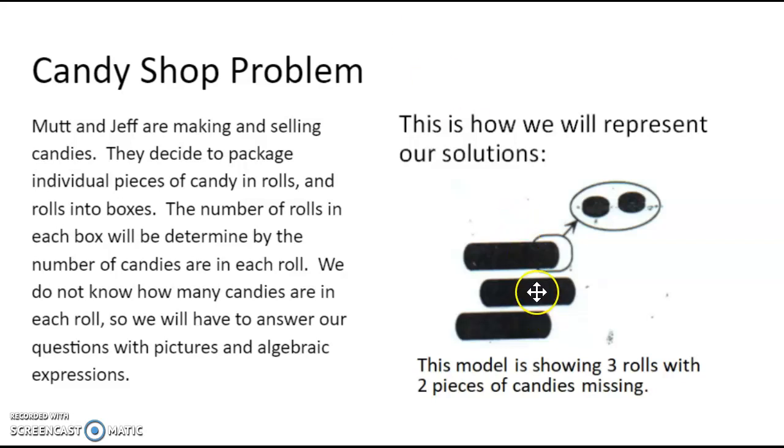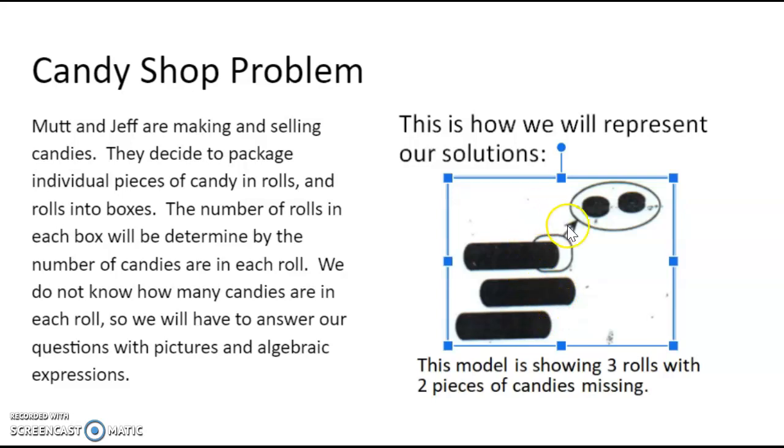So if I'm looking at this picture right here, this is how we're going to represent our solutions with pictures. And this model right here is showing 1, 2, 3 candy rolls. And we don't know how many candies are in each roll, but when we have this little circle here pointing out, this is telling us that 2 candies are actually missing from the roll. So let's look at some problems and see if we can figure out how much candy they either made or total candy they had at the end of the day.